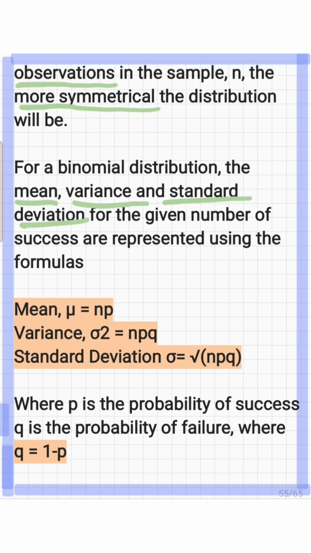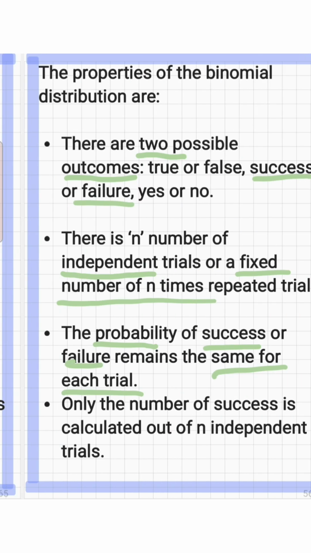And for a binomial distribution, the mean, variance, and standard deviation for a given number of successes are represented using formulas. You can take a look at all of these formulas, and here P is equal to the probability of success and Q means probability of failure, and we can find out Q using the formula 1 minus P, 1 minus probability of success.